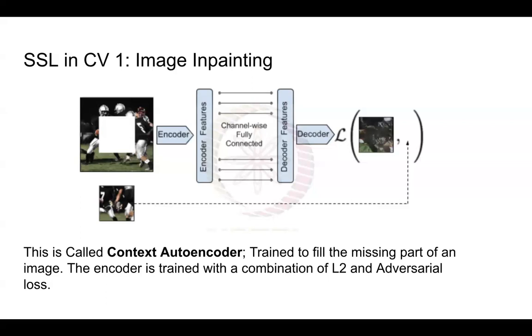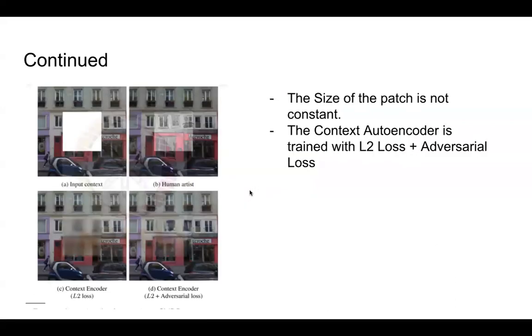The context autoencoder is trained to fill the missing part of an image, and the encoder is trained with a combination of L2 and adversarial loss. This combination of L2 and adversarial loss helps us regain this missing part in the image. And that is how, from unlabeled data, we create features and labels simultaneously. Okay.